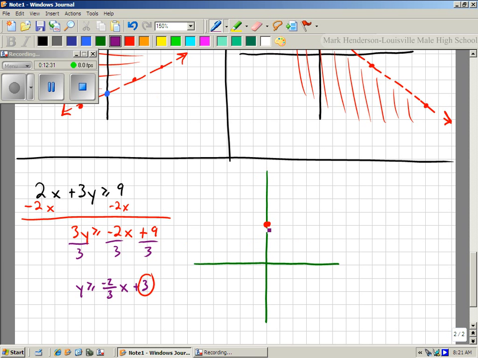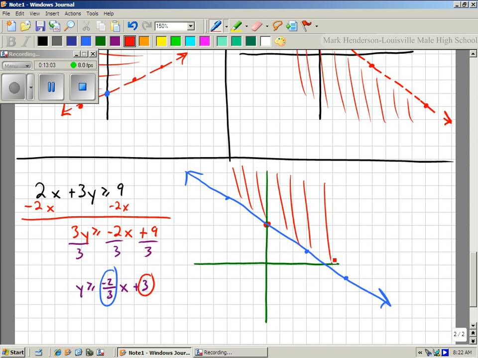From there, we go down 2 to the right 3. Again, down 2 to the right 1, 2, 3. And I get my points. I can also do one up 2 to the left 3. Is this a dotted line or solid? Solid. Solid line, and it's shaded above. Now, how do you know when it's solid or dotted? I'm about to explain.